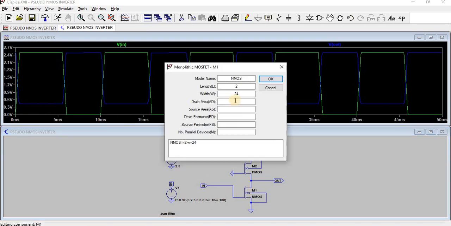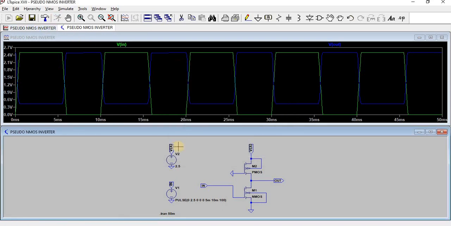If we increase it still further, you can see it's coming down. So to get the full output swing, the more you keep the W/L ratio of the NMOS much higher than the PMOS in the pseudo NMOS inverter, the more proper the output we will get.